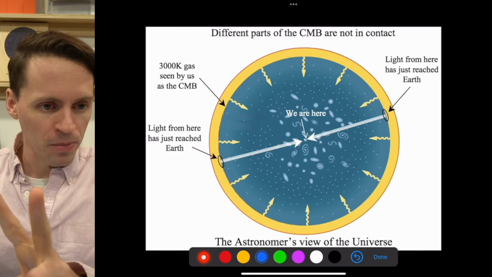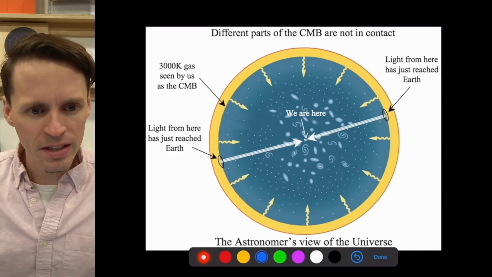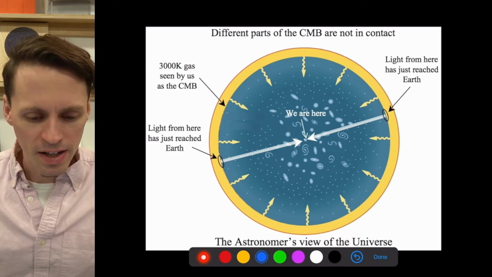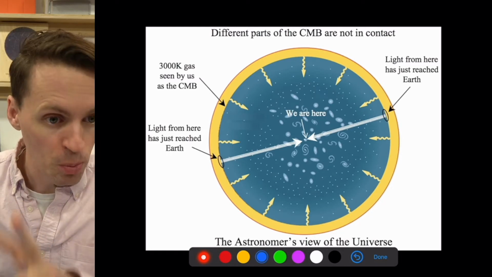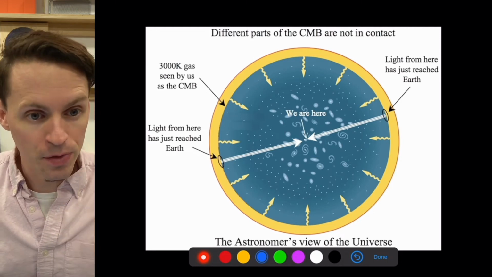So there are two problems with the Big Bang Theory. It wasn't widely accepted until the 60s and 70s, and now it's pretty well accepted. It explains a lot of the observations of the universe, but there are two big problems with it, two observations that it can't explain.